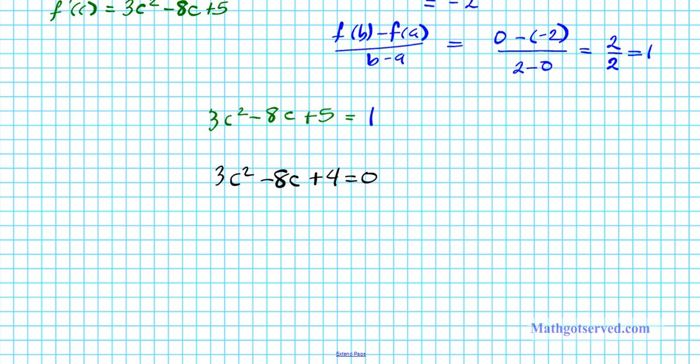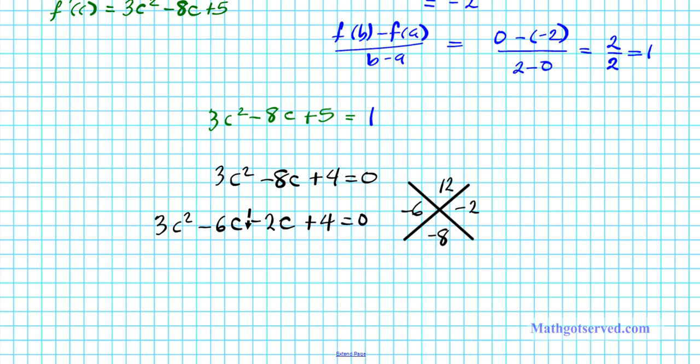So I am going to be using the x game. So I'll make my little x here. AC goes on the top and B goes on the bottom. Okay, AC is positive 12, B is negative 8. What two numbers multiply to give you positive 12 and add to give you negative 8? We have negative 6 and negative 2. All right, so we have 3c squared minus 6c minus 2c plus 4 equals 0.